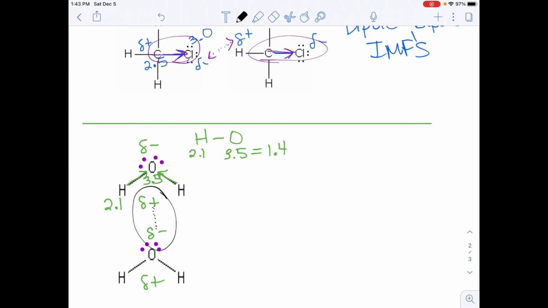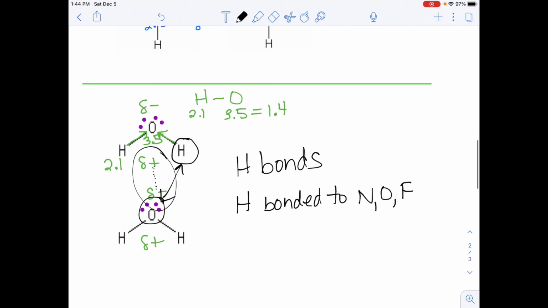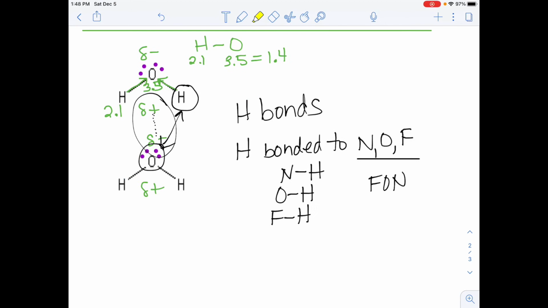However, since there's a hydrogen and an oxygen, there's something special called a hydrogen bond. Okay? This happens anytime we have hydrogen directly bonded to nitrogen, oxygen, or fluorine. So it has to be a polar molecule, and you have to have nitrogen and hydrogen as a bond, oxygen and hydrogen like you see here in water, or fluorine and hydrogen.